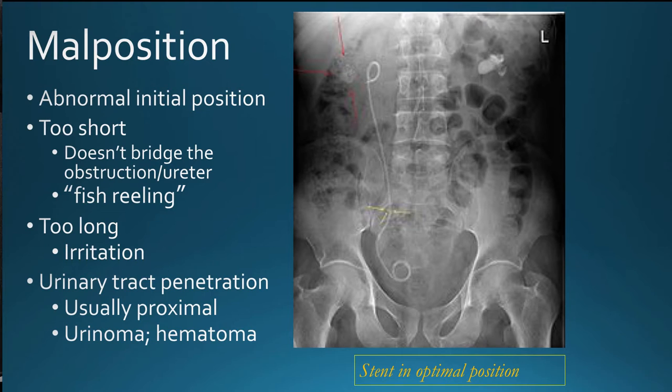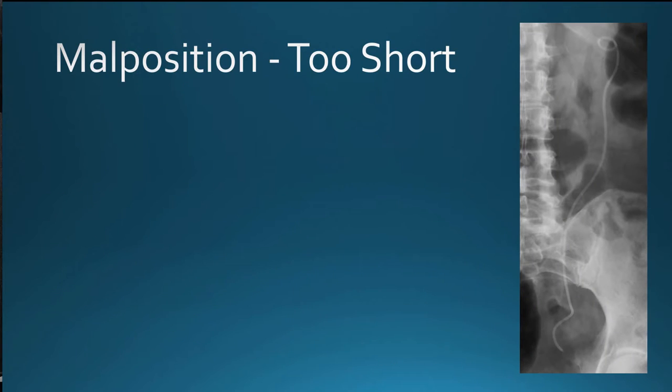The first complication is the malpositioned stent. This is a stent that is either too short or too long, or actually is outside the urinary tract. Here is an example of a malpositioned, too short stent. The length of the stent was such that the distal coil was pulled up into the ureter, so-called fish reeling, and becomes uncoiled.